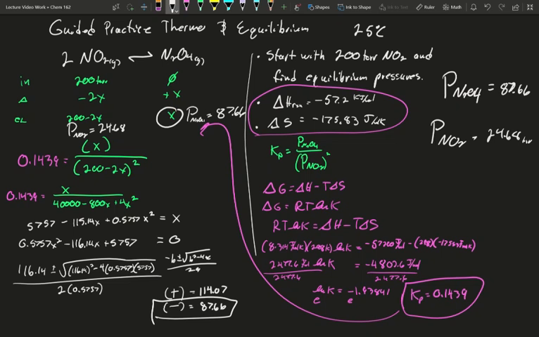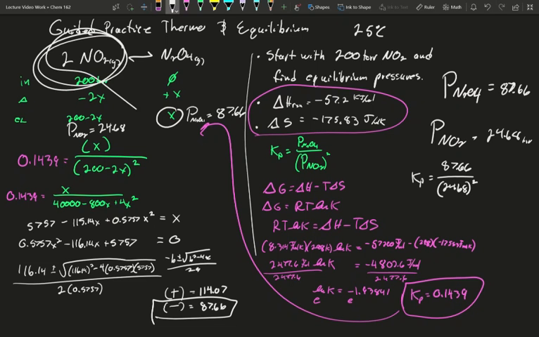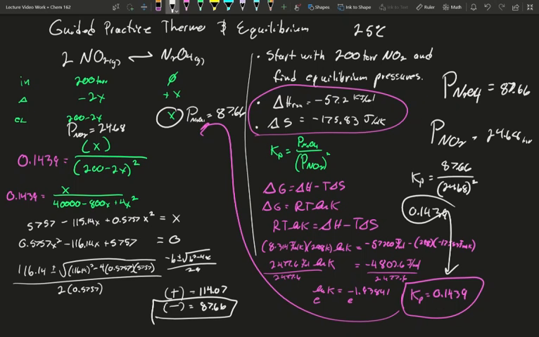Is this in line with our calculated value? Remember that your Kp must equal your products over reactants, so 87.66 divided by 24.68 squared, as we have 2 NO2s. And this comes out at 0.1439, which is what we found earlier. So it's in line with what we found. We didn't miscalculate our quadratic. These values do seem to match with our earlier determinations from the thermodynamic data.